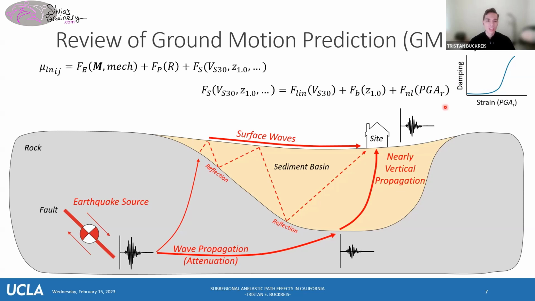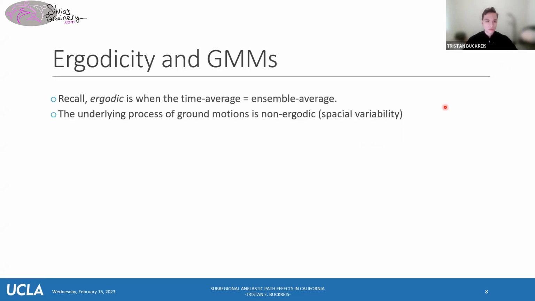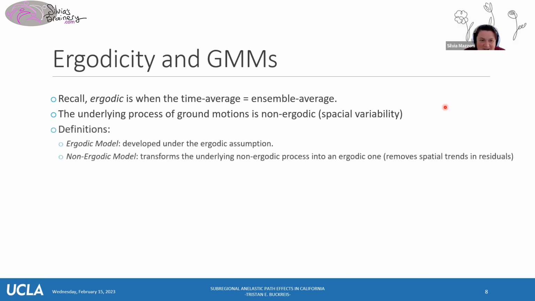Of course. So then to wrap this section up, if we just recall that ergodic is when the time average, in an ergodic random process, is when the time average equals the ensemble average, and we know that the underlying process of the ground motion is non-ergodic. That's kind of highlighted by the fact that there's spatial variability. That should have a T, not a C, but exactly. Oh, thank you.